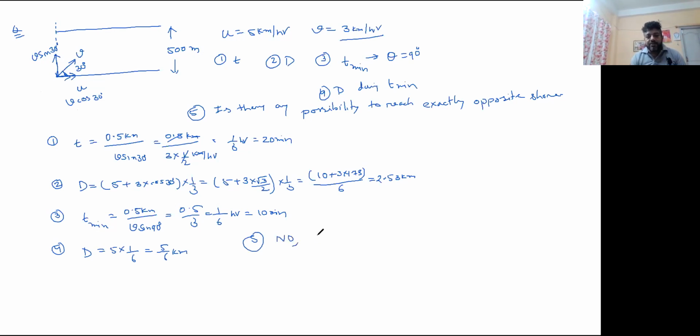Now the fifth question is, is it possible to reach the exactly opposite shore? Answer is no. Why? Because U is greater than V. If V is greater than U, then it is possible. But as U is greater than V, it is not possible, because cos theta is always minus U by V, and here U must be less than V. In the question, U is greater than V. Clear, everyone?